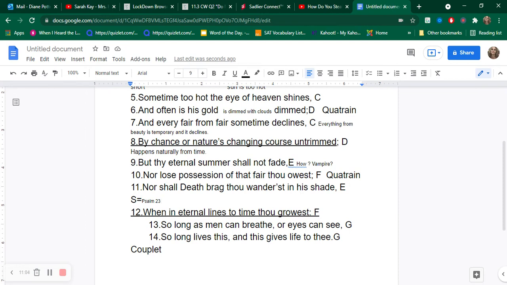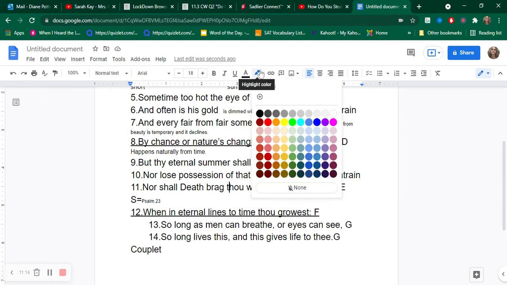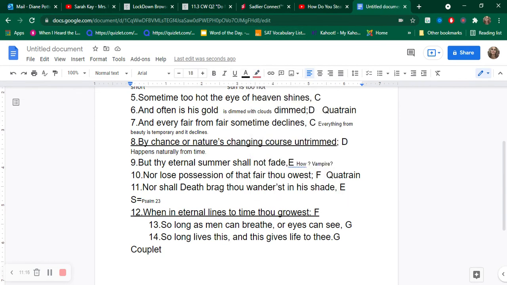When in eternal lines to time thou growest. Eternal lines. What are eternal lines here? Let's see, highlight that. Eternal lines. When in eternal lines to time thou growest. So you are going to grow more beautiful, more timely within these eternal lines. Eternal lines, what could be a line? A line of poetry. So long as men can breathe or eyes can see, so long lives this, and this gives life to thee.